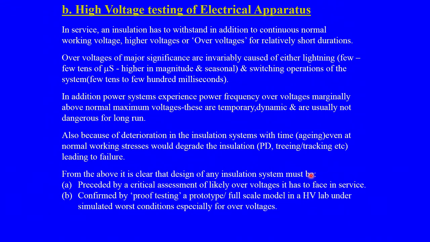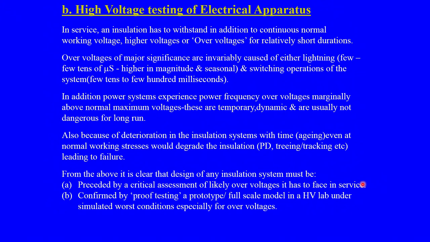Also because of deterioration in the insulation. Not only power frequency, lightning and switching, it is because the insulation will be continuously in service. So, this could deteriorate over a period of time, or what we call aging, even under normal working stresses without the effect of lightning or switching surges. Under normal working conditions, because of aging with time, the insulation could degrade, where phenomena like partial discharges, treeing or tracking could be come across on the insulating materials. This could further lead to the failure of insulation.